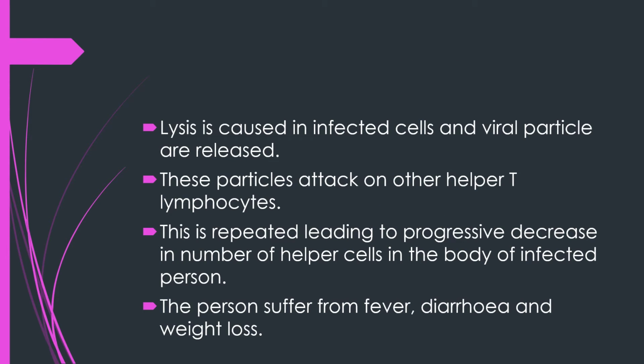Then what happens when they make several copies of those viruses? Then lysis is caused. The infected macrophages will burst, and viral particles will all be released. Further, these viral particles will attack other helper cells, that is T lymphocytes, T helper cells. Again they will attack, and this will be repeated, and as a result it will lead to a progressive decrease in the number of helper cells in the body of the infected person.